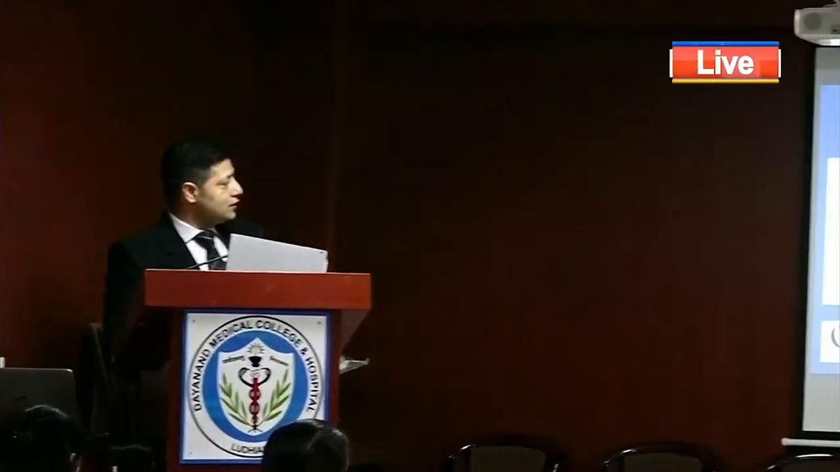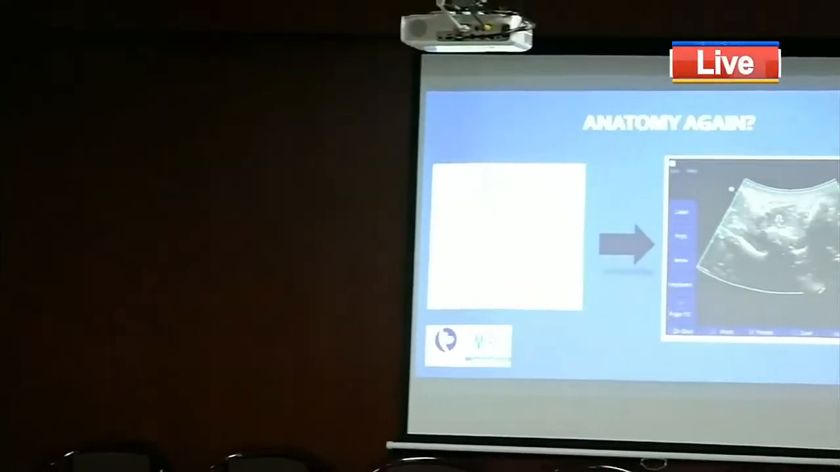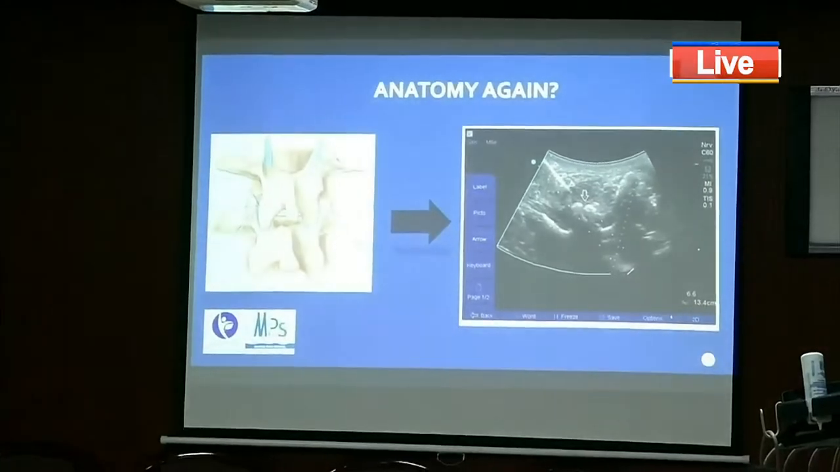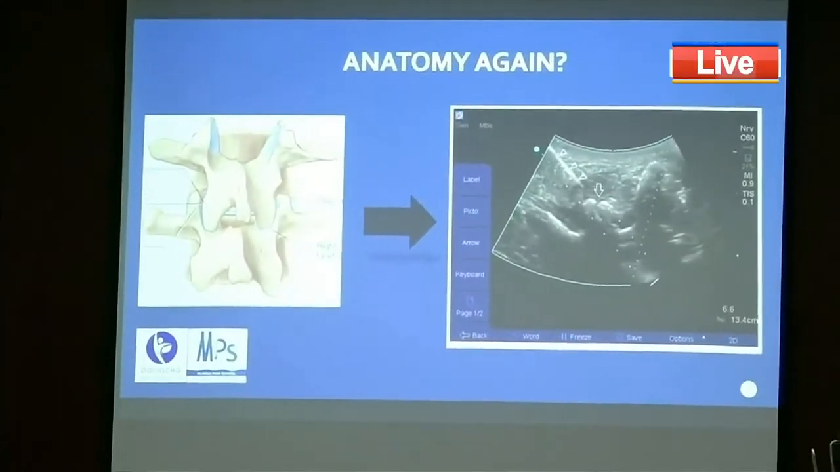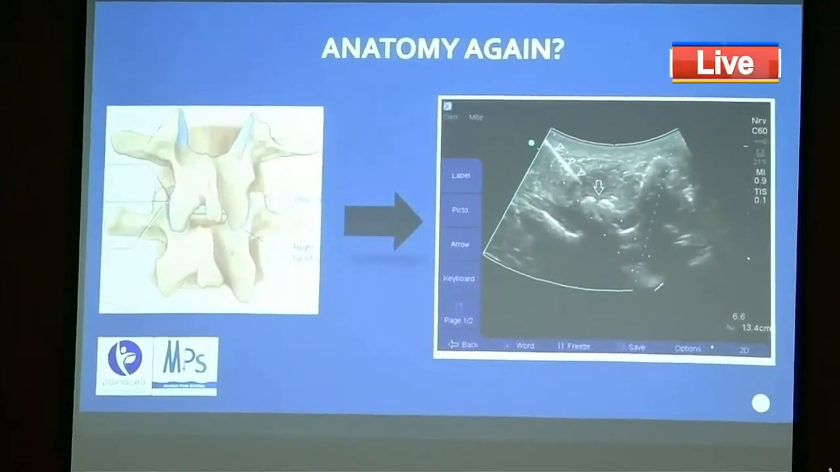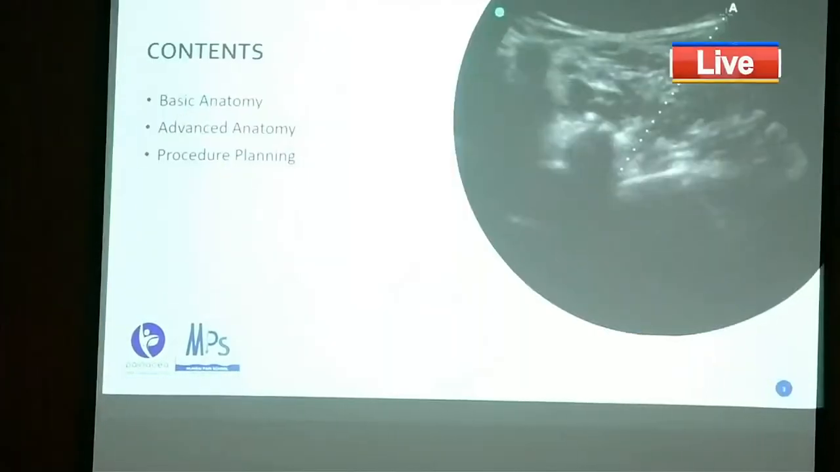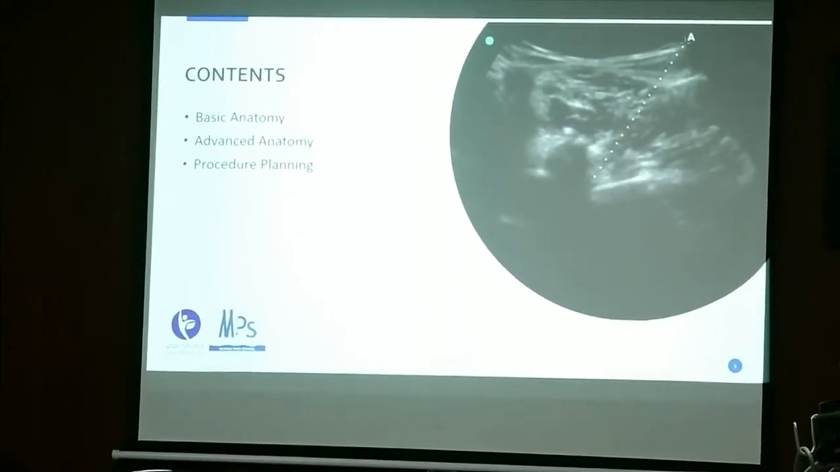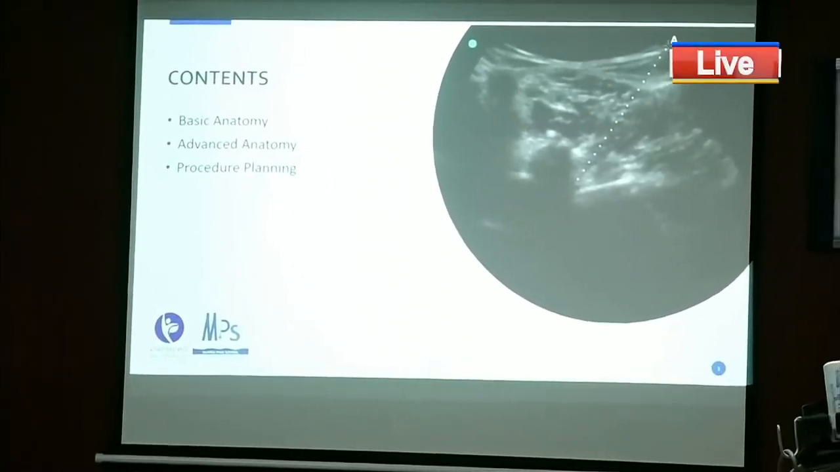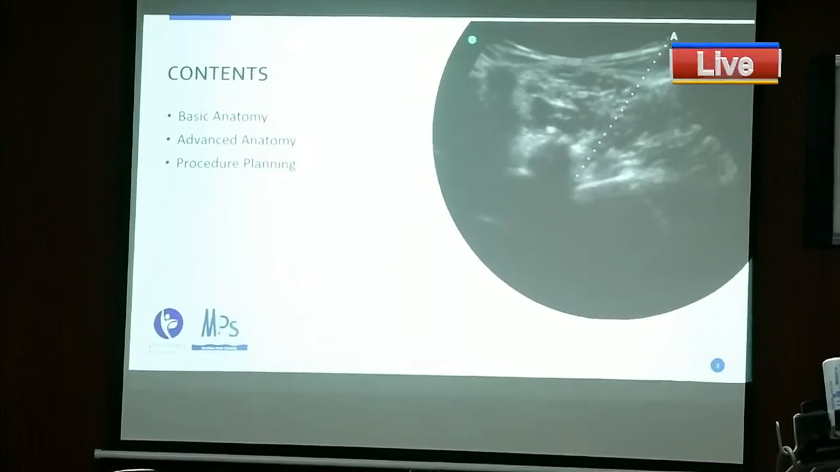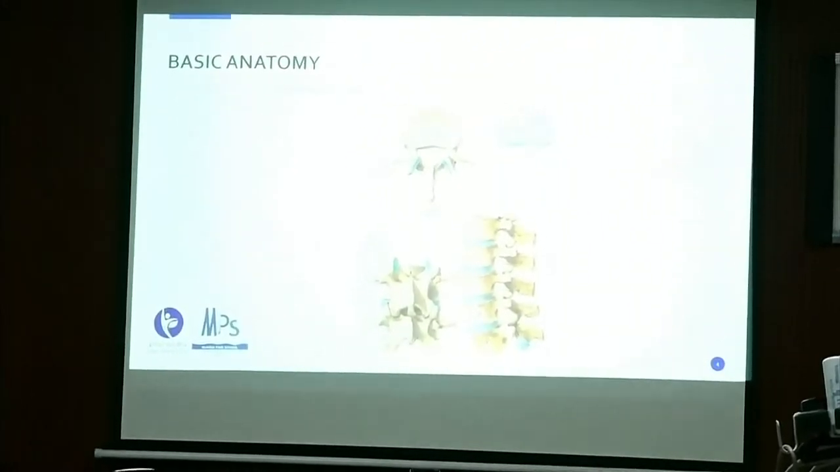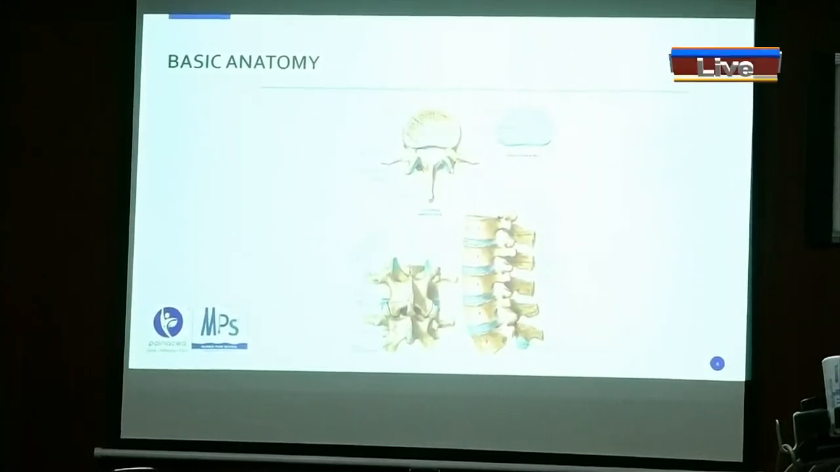What is represented on the left looks like this on the right. During the course of this talk, I'll make it easy for you to understand all these shades of gray. I'm sure that by the end of this, it will all start making sense. I'll be covering some basics of anatomy, advanced anatomy, and procedure planning, and I'll illustrate with the help of certain pictures. This is a usual spine anatomy picture which most of us know.